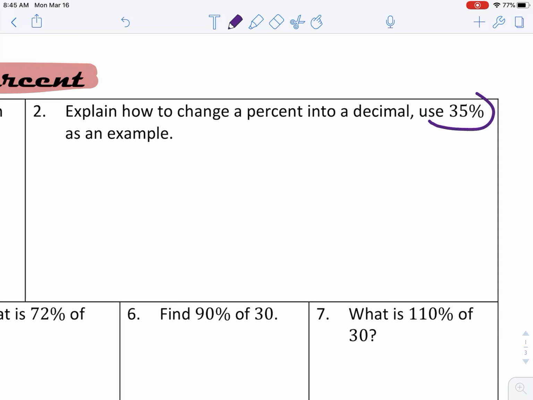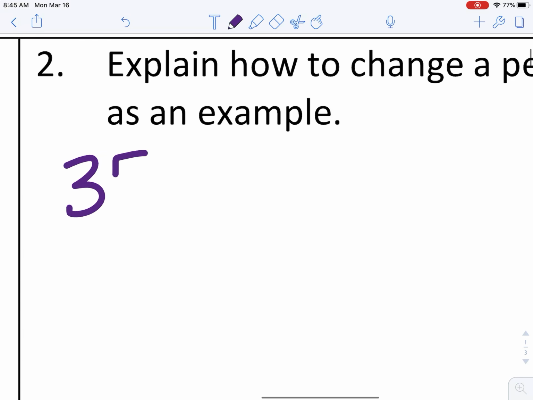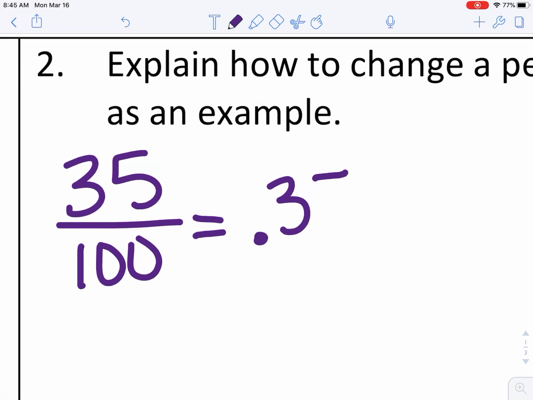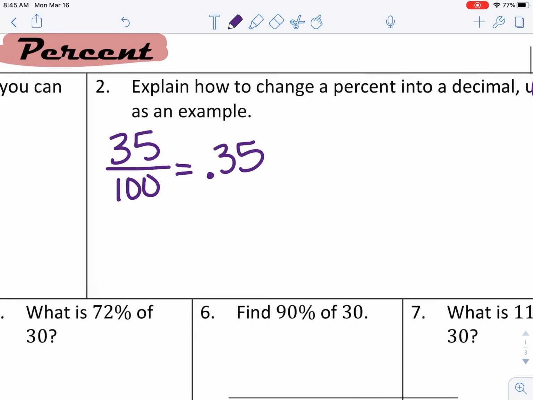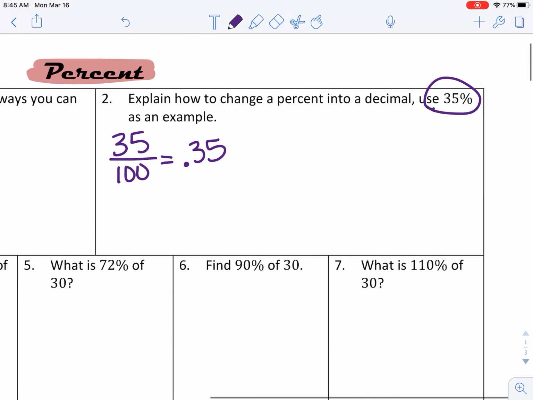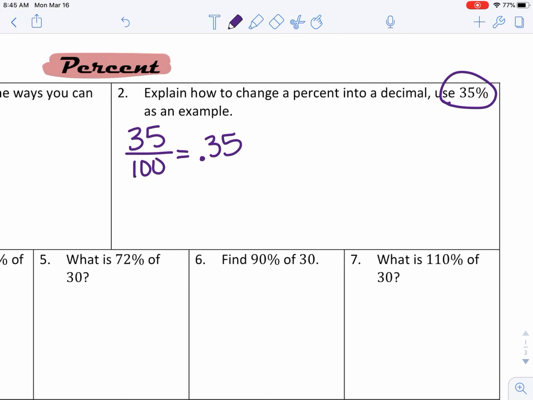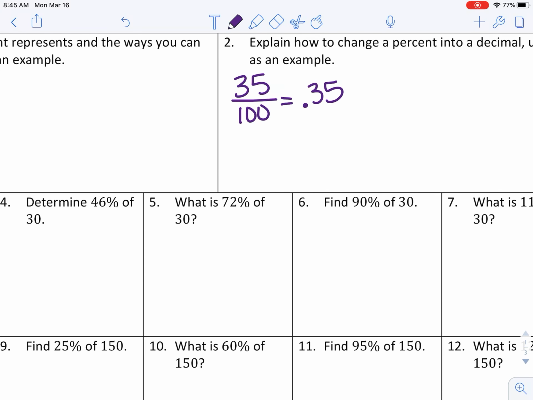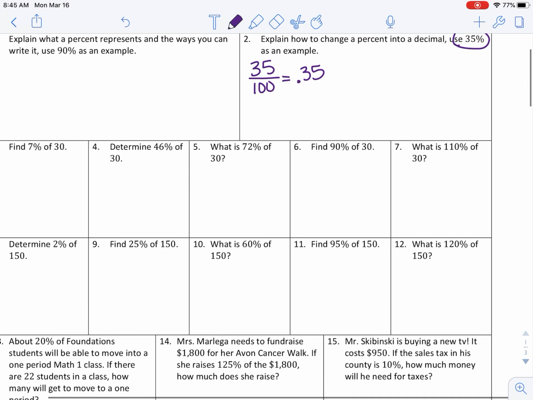So, if we have a percent and we want to change it into a decimal, we make it 35 divided by 100 and type that in your calculator, and you get 0.35. Now we're ready to change the percent into a decimal because it's 35% out of a whole of 100. Is everybody okay? I hope so. Next, we're going to use this process to solve the next 8 problems.